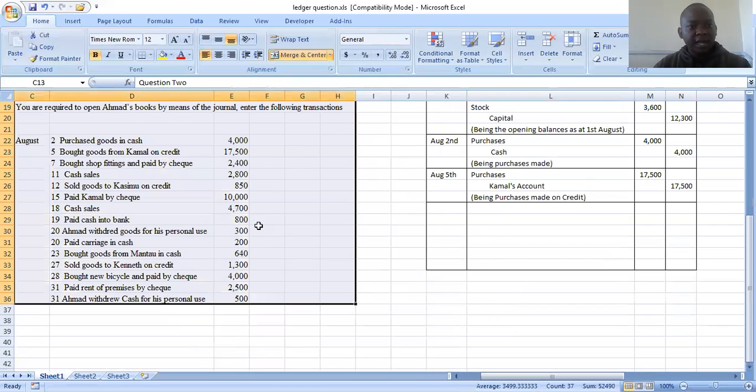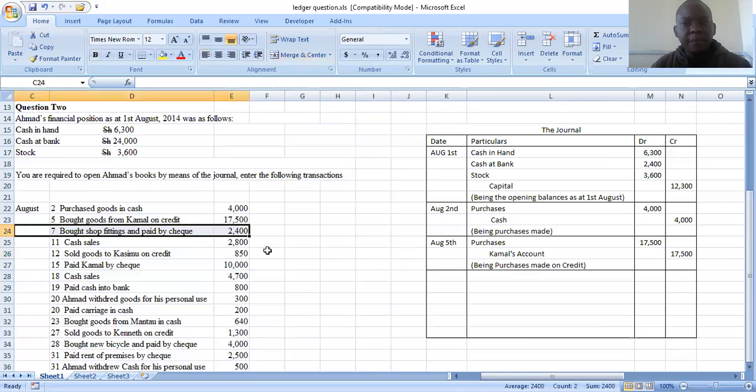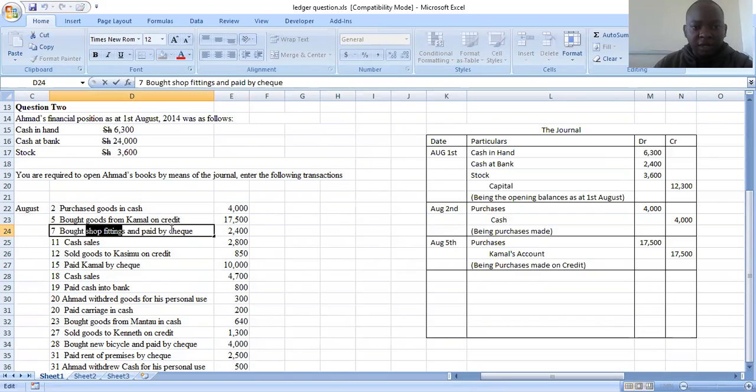We move on to the third transaction, that is on 7th of August, bought shop fittings and paid by check. So for us to record this in the journal, which two accounts have been affected? One here is the shop fittings account, and these shop fittings have been paid for by check. So the other account is bank account. So shop fittings account and bank account.